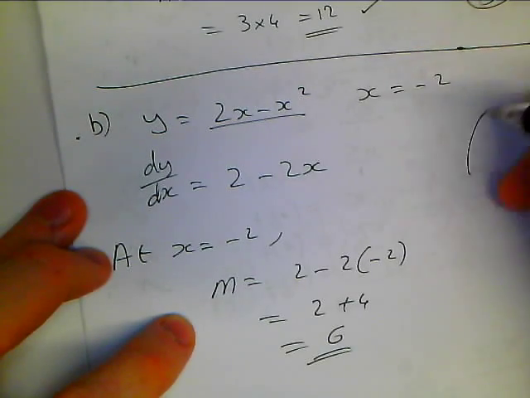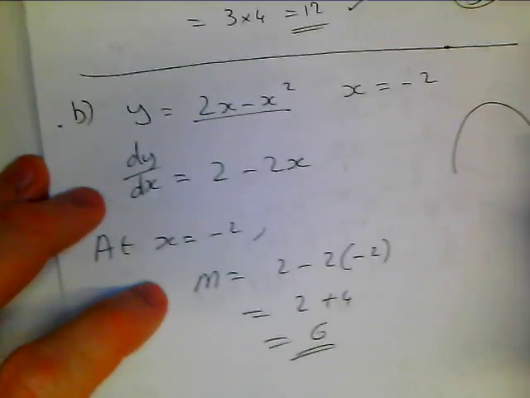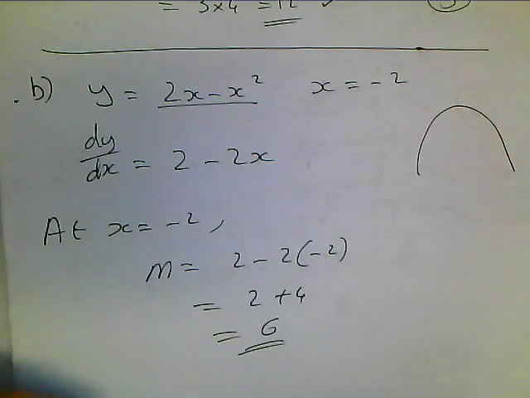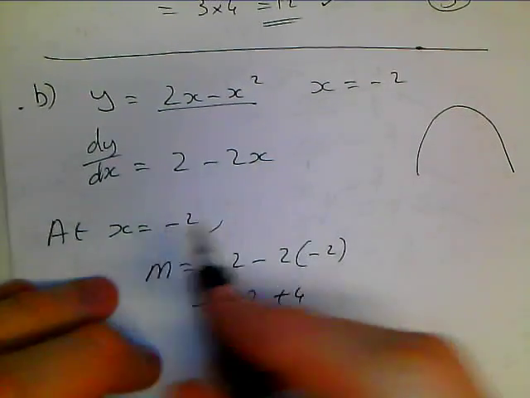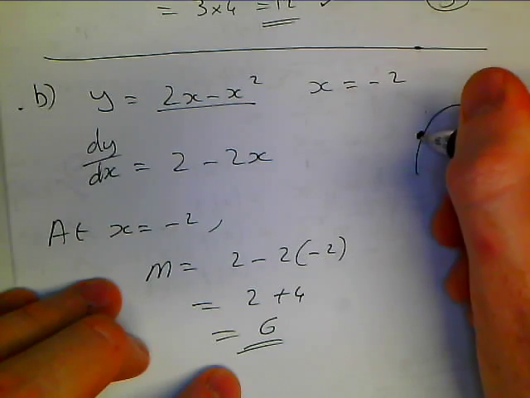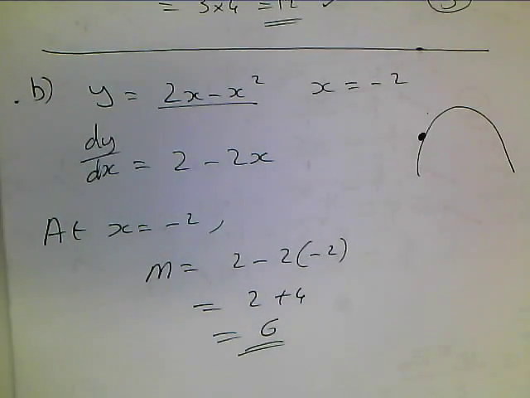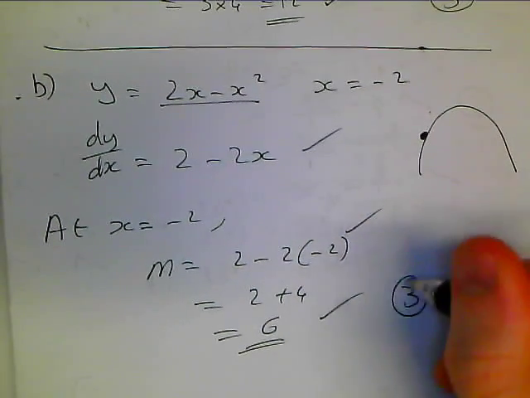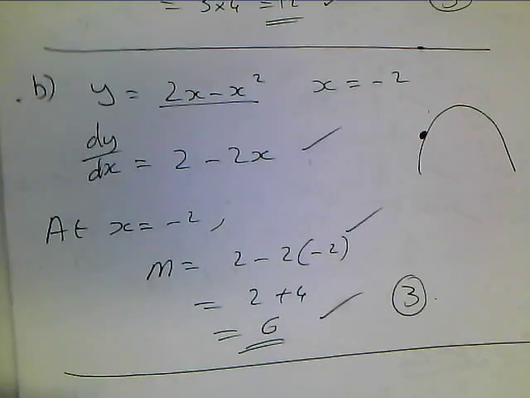So on this curve here, which is some sort of sad face, at the point where x is minus 2, they're saying the steepness of it, at that point there, for example, is 6. And that's all we're saying. Differentiating is a mark, subbing in is a mark, final gradient is a mark. 3 marks for that one, guys.